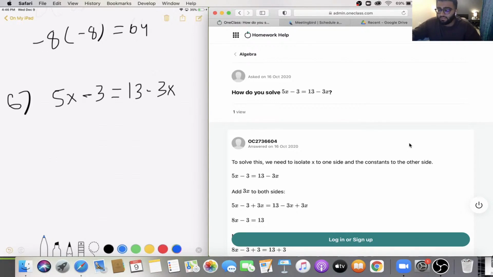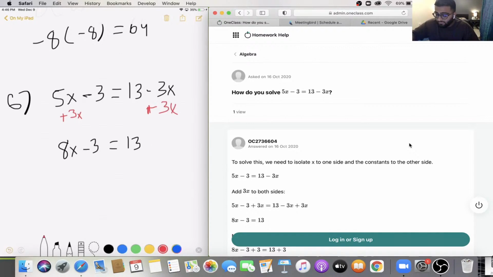So how we're going to do that is add 3x to both sides. Since we have a negative 3x, to cancel it out on the right side, I'm going to add 3x. So I'll write that right here. I'm going to do it in red. Plus 3x, plus 3x to both sides. Now we have 8x minus 3 equals 13 on this side, and negative 3x plus 3x will cancel the x's out, so we have 8x minus 3 equals 13.